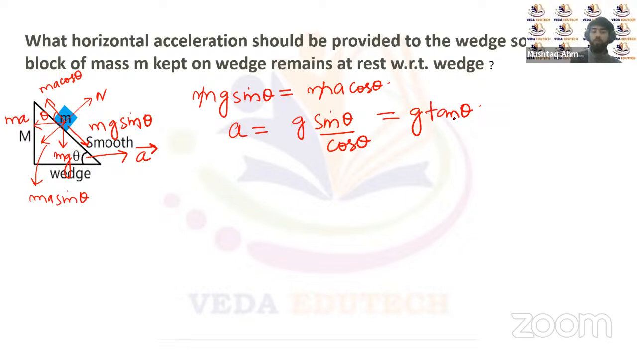If the wedge moves with an acceleration of g tan theta in the horizontal direction, then the block will remain at rest with respect to the wedge.